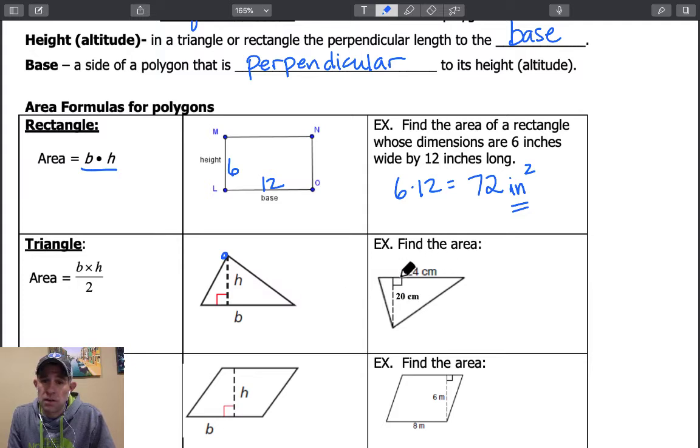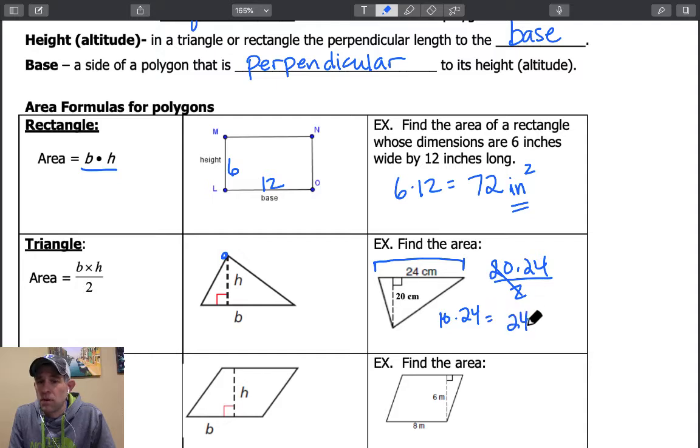So to calculate our area here of our height, which is 20, and our base, which is 24, that goes the entire length of that side, we're simply going to take our 20 times our 24 and then divide that by 2. Now, that's a simplification of just simply saying 20 divided by 2, and then that's going to give me 10. 10 times that 24, that's going to give me 240. And our units now are centimeters squared.